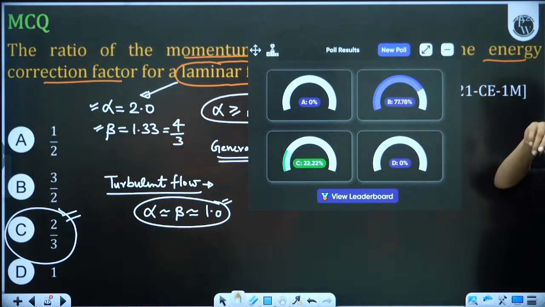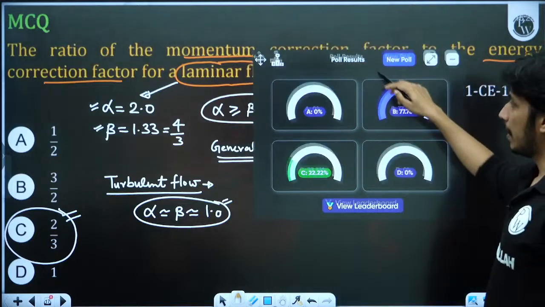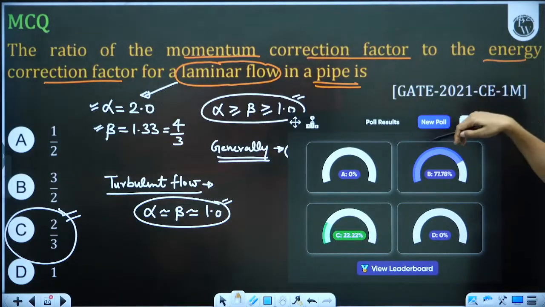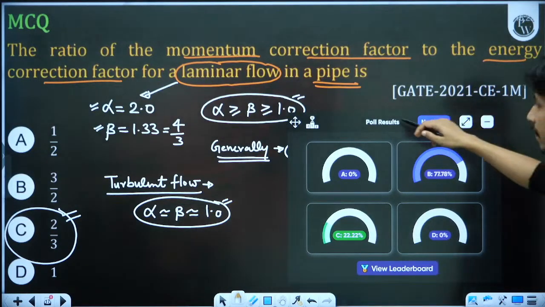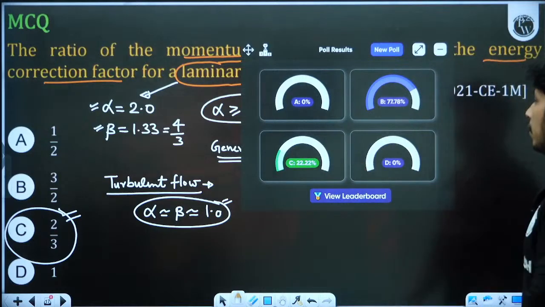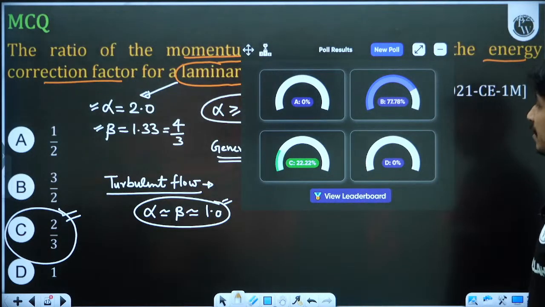So why have you given the B part? The C part is the correct answer. Momentum correction factor to kinetic energy correction factor is what is asked. Beta is always lesser. A lot of students have given the B part, but C is correct.